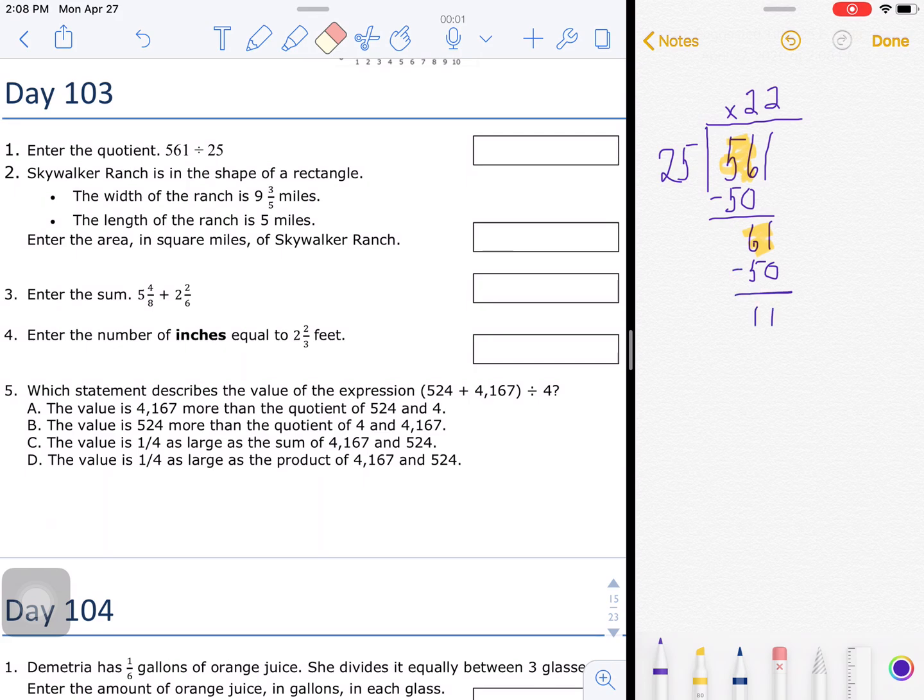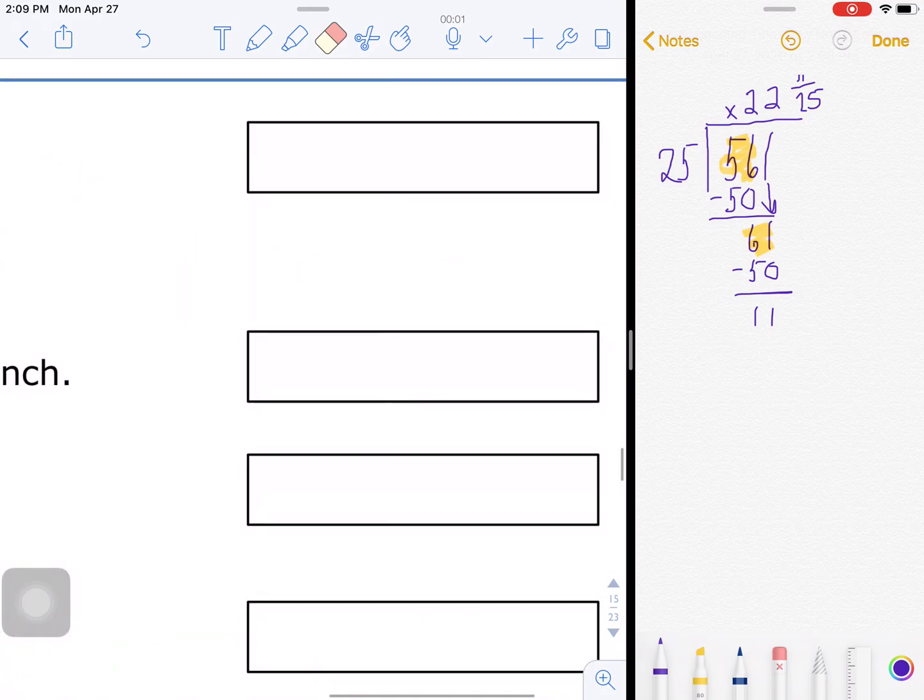Now, in fifth grade, remember that we're going to take our remainder. There are no other numbers to bring down. We already brought down the 1, and we're not doing decimal division for this one. So I'm going to write my remainder as a fraction. So I have 11 out of 25 left over. So coming back over to my answer sheet, the quotient is 22 and 11 25ths.